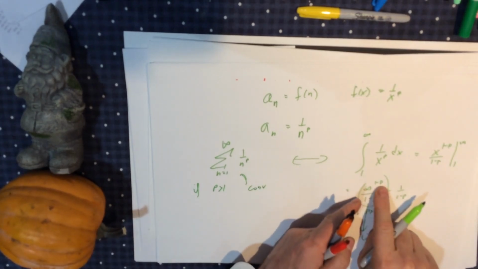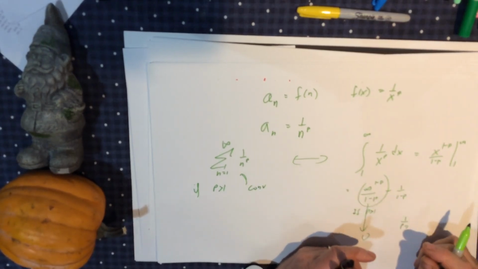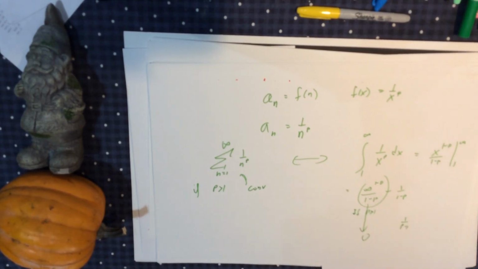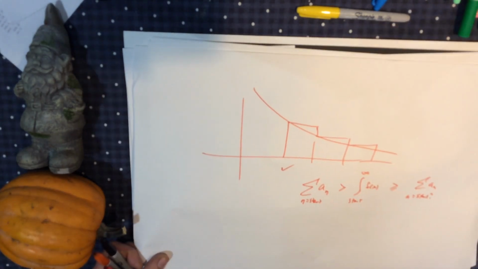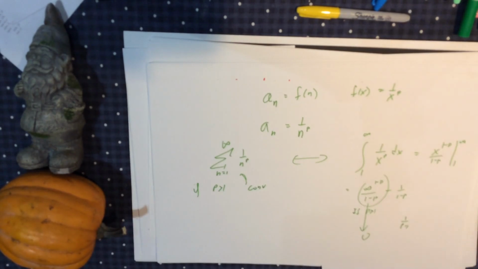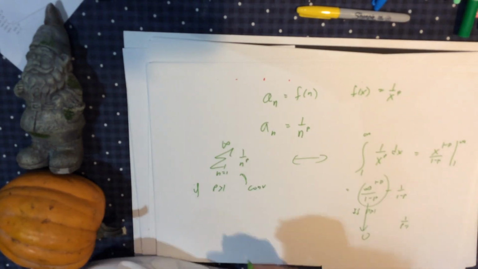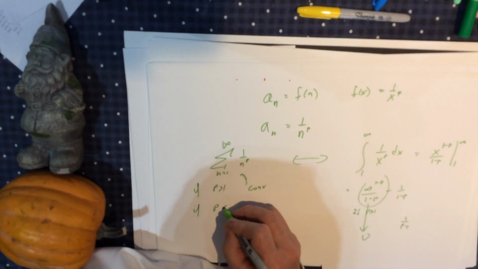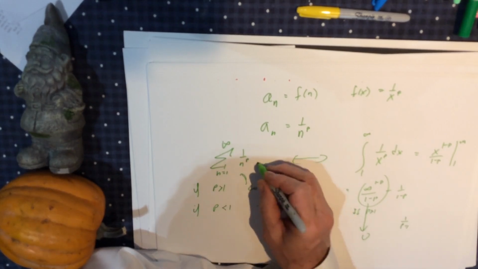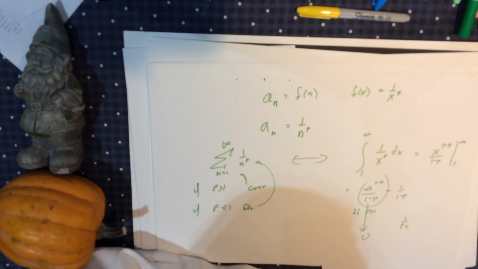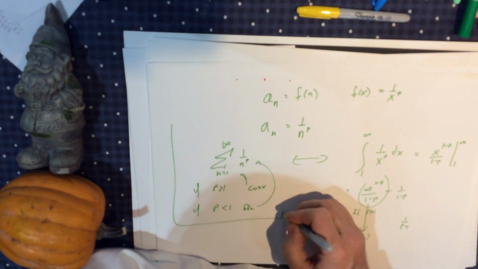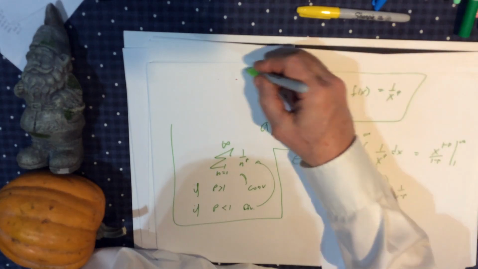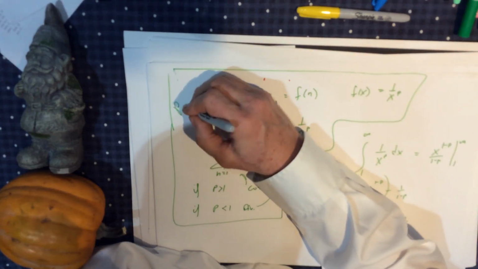Now, if p is less than 1, like we saw with 1 over the square root of x, when we did this one with 1 over the square root of x, we found the integral to be infinity. So if p is less than 1, then that thing is divergent. This is called the p-test.